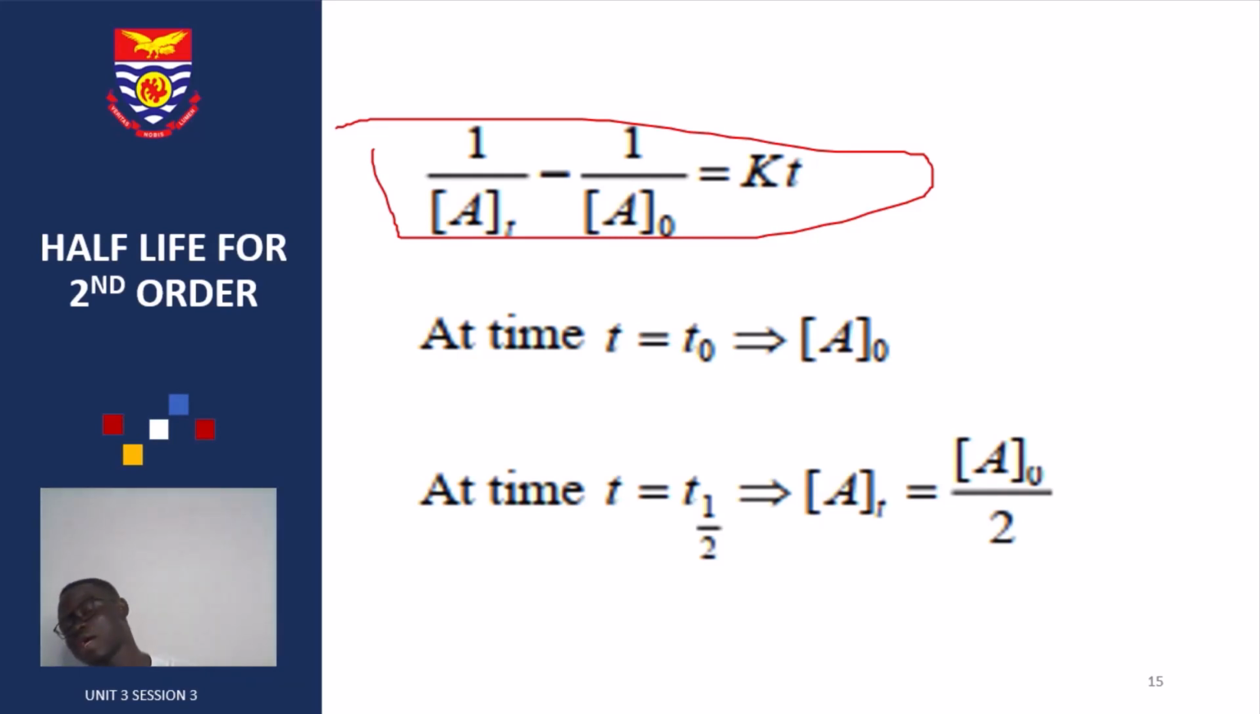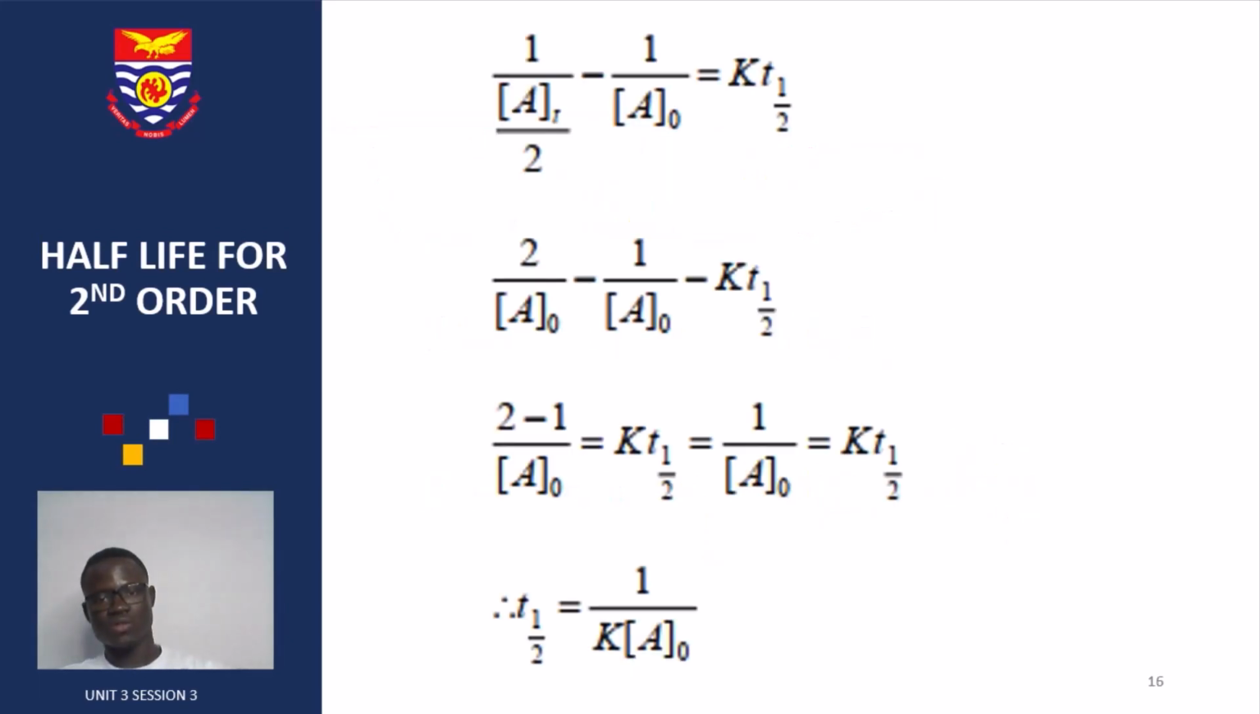So you realize that in the zero and second order reactions, the half-life depends on the initial concentration of the reactant. But in first order, the half-life does not depend on the initial concentration of the reactant. The half-life of a second order reaction is given by 1 over k multiplied by the initial concentration.